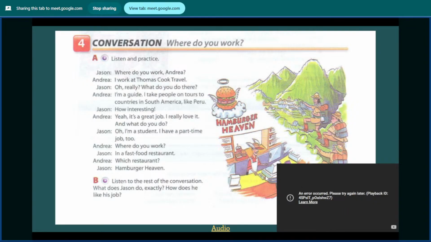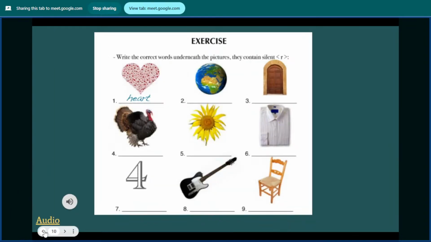One second, guys. There is some network issue because it's raining heavily over here.